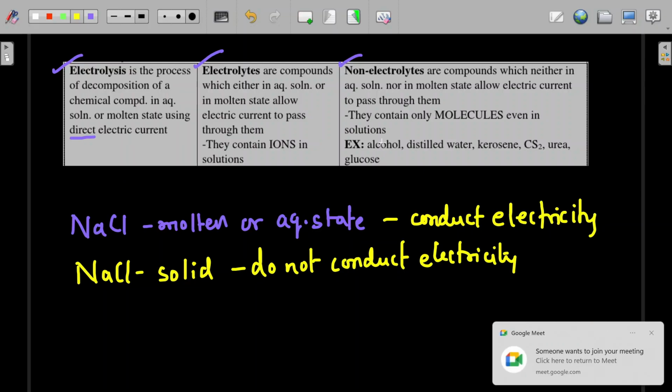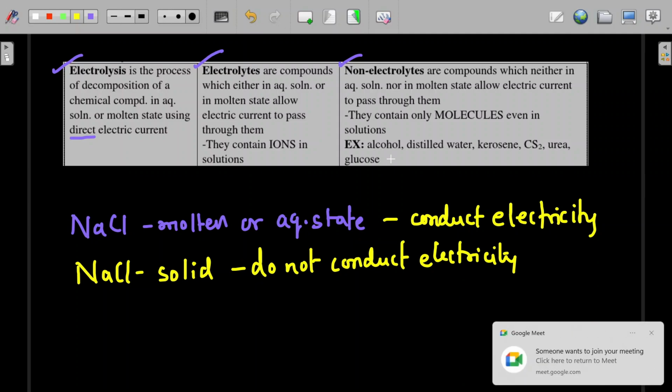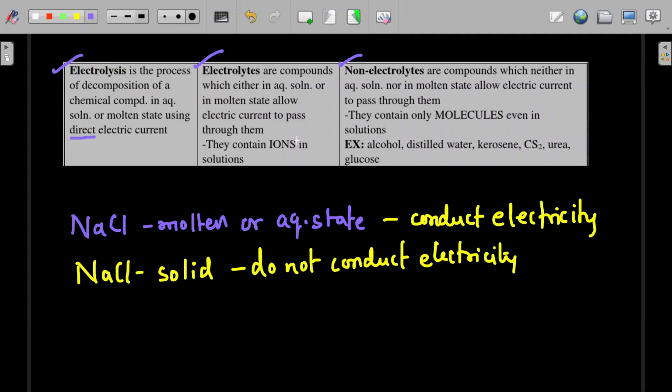Okay. And non-electrolytes will never conduct electricity. The reason being they don't have any ions. In whatever state you take them, they will not have any ions. Therefore, electrolytes will contain ions. Non-electrolytes will contain only molecules. Some examples of non-electrolytes: alcohol, distilled water, kerosene, urea, carbon disulfide, glucose, or you dissolve sugar in water, sugar solution. That also does not conduct electricity. Okay. So these are the basic definitions of electrolysis, electrolyte, non-electrolyte.